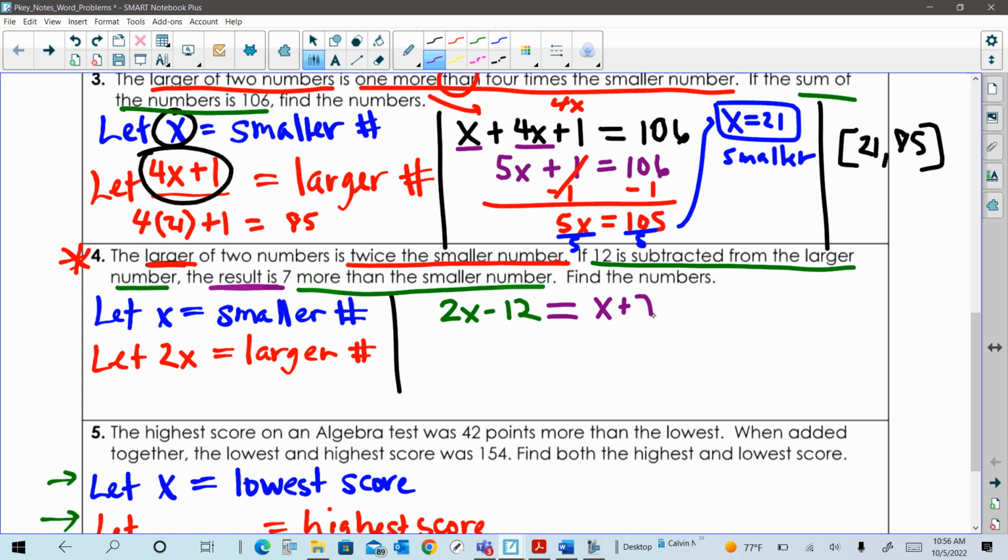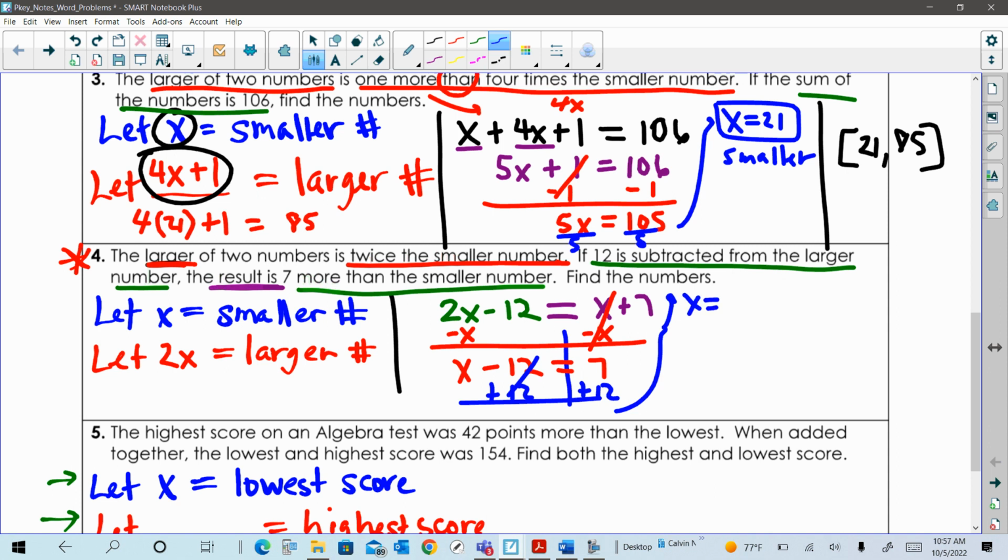Now we have variables on both sides. So if you need to draw your line to keep the work balanced, you can. Where should we start to solve this? Good. Minus the x, the smallest variable here on each side. That gets rid of the x on the right side, leaving you with x minus 12 equals 7. What is our next step? Yeah, plus 12. So when I add 12 on both sides, now we get x isolated. X equals 19. This is our smaller number.